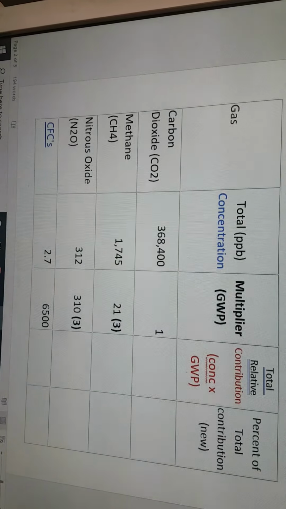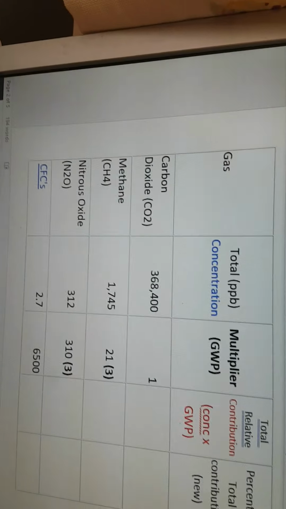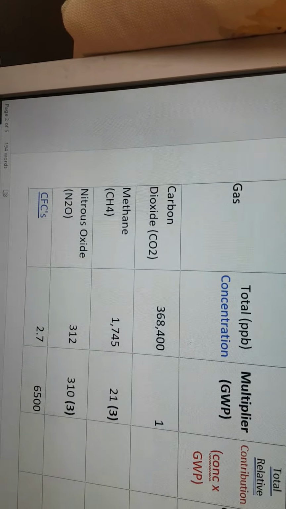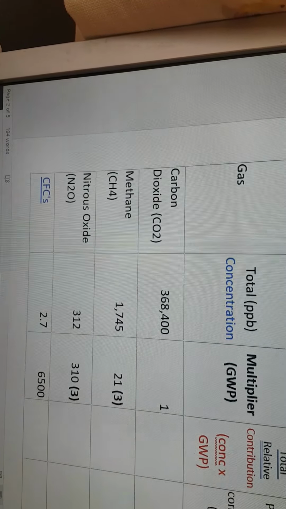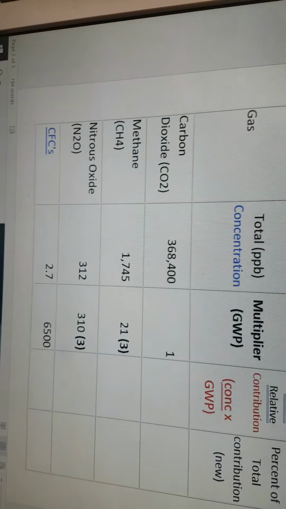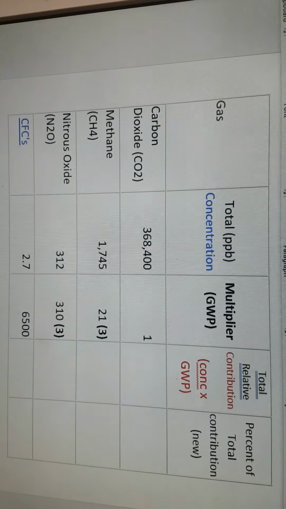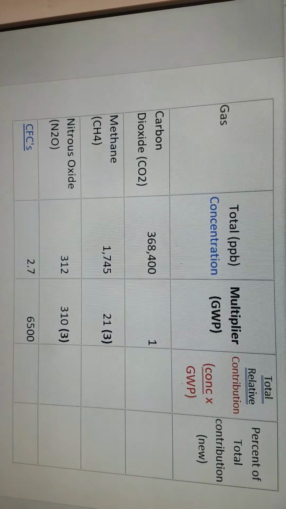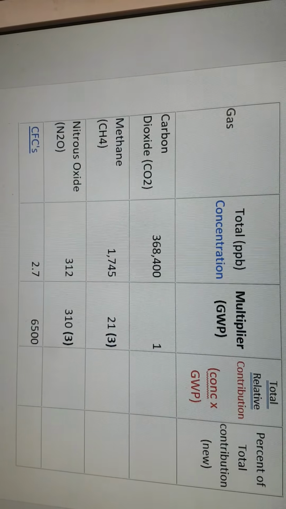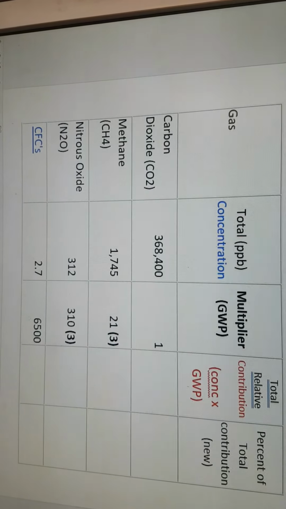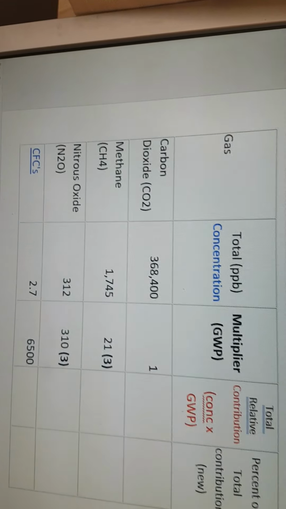Here are the four main greenhouse gases that do matter. We've got their concentration in the atmosphere in parts per billion to make the figures manageable. We've also got a multiplier, or a global warming potential. What that actually means, for example, is that one molecule of methane absorbs 21 times as much heat as one molecule of carbon dioxide. And nitrous oxide and CFC is even worse, as you can see.